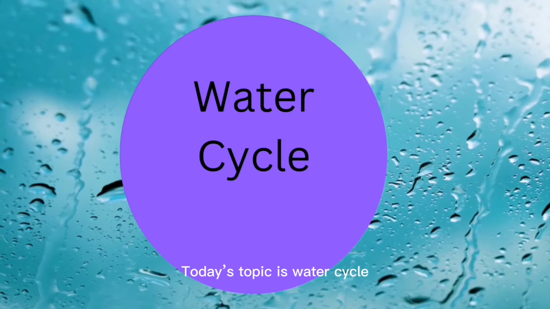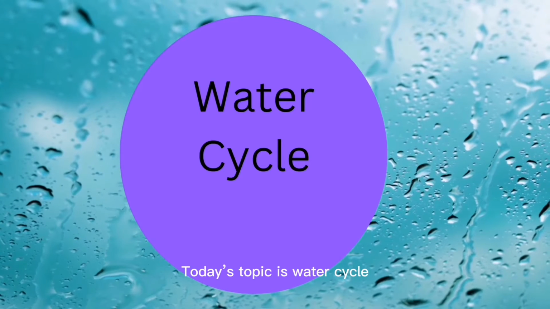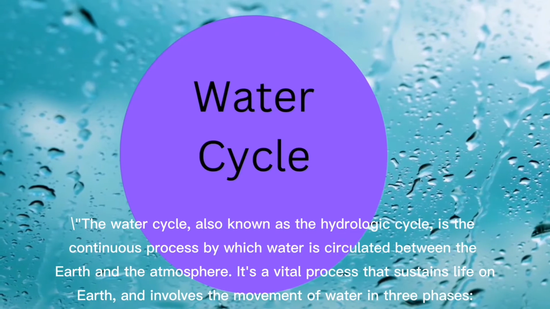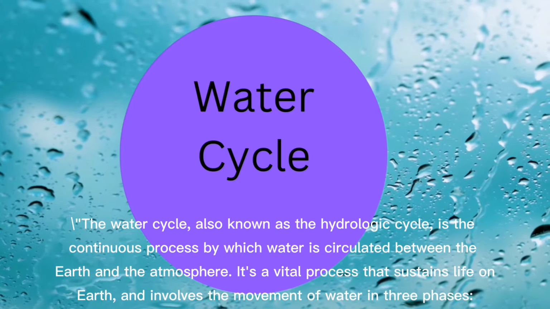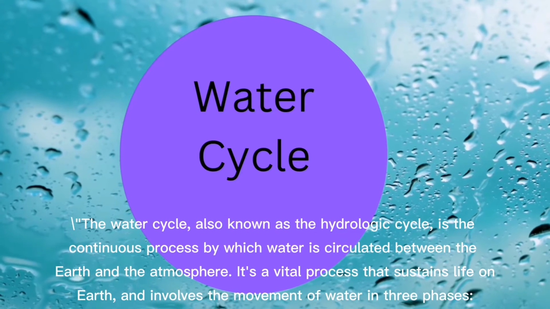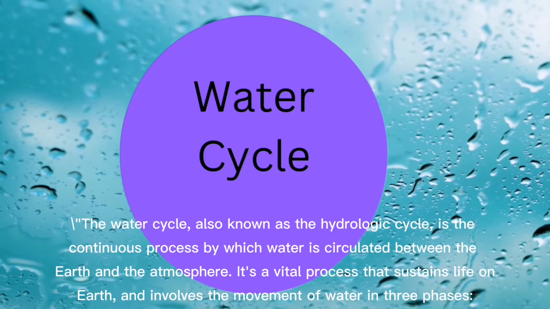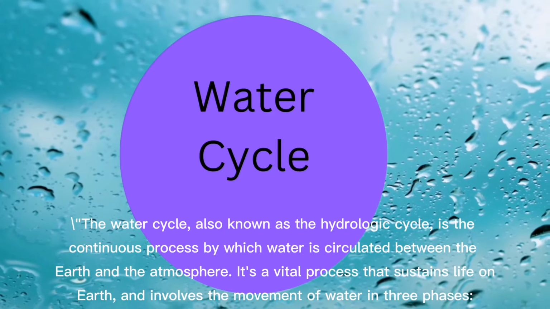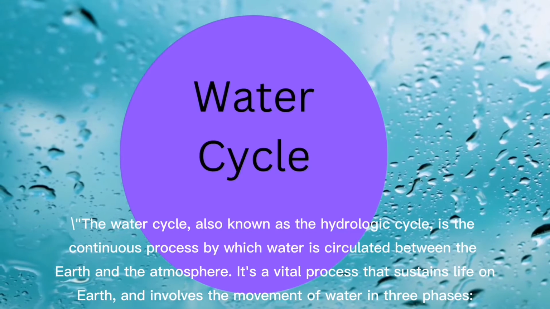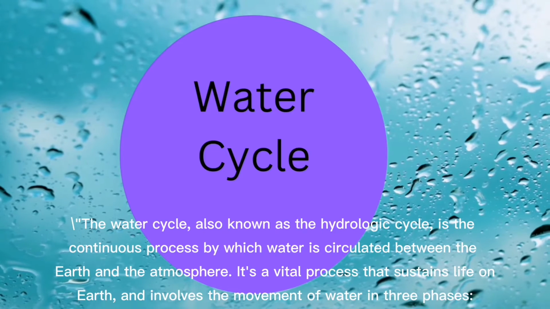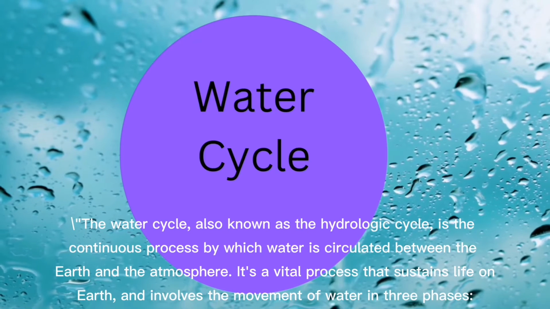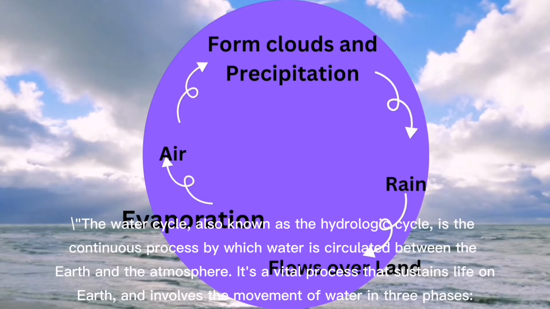Today's topic is the water cycle. The water cycle, also known as the hydrologic cycle, is the continuous process by which water is circulated between the Earth and the atmosphere. It's a vital process that sustains life on Earth and involves the movement of water in three phases: liquid, solid (ice), and gas (water vapor).